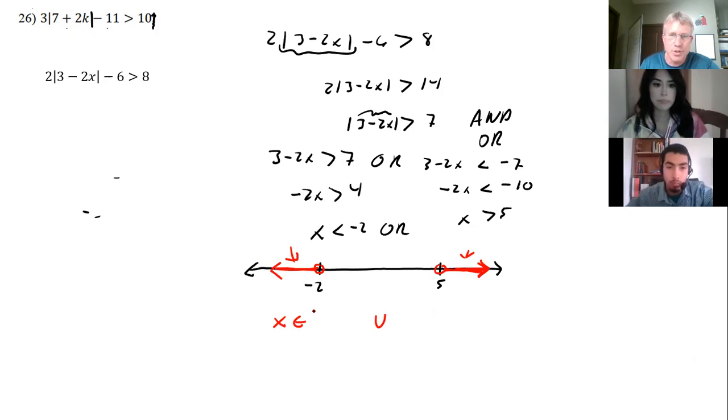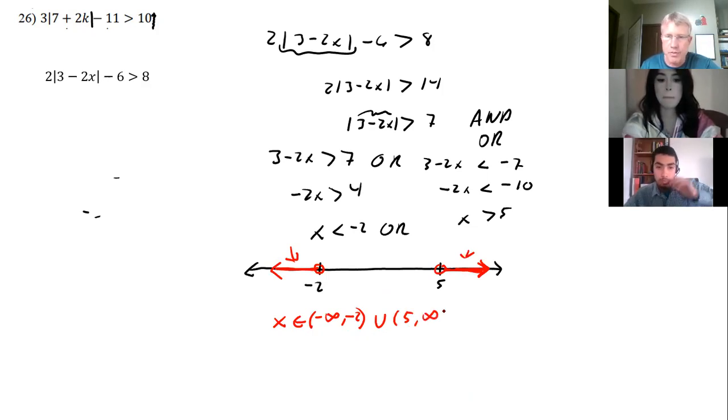So this arrow's going towards negative infinity, and you get to run all the way up to the -2, but you don't get to include the -2, so you don't get to use a square bracket there. Or you can be on another arrow, which is why it's an or. There's another possible solution. You can get big by starting at 5 and heading off to infinity. Good luck getting there. Pack a lunch.